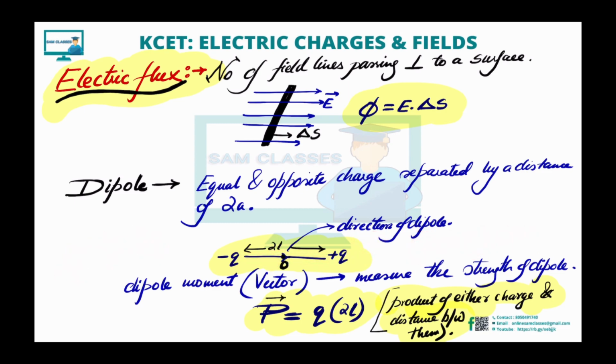Now, dipole moment. Dipole moment is basically the measure of the strength of the dipole. We denote it by p, and it is equal to either of the charges, because both are the same, into the distance between them. So q into 2l. The product of either charge and the distance between them is known as the dipole moment, and that is its value.